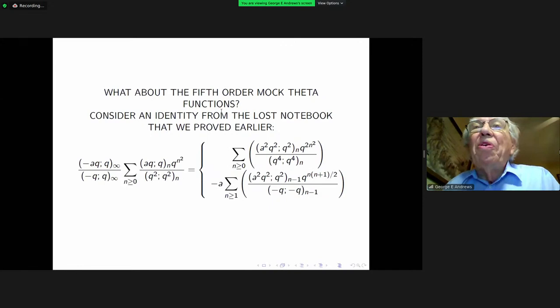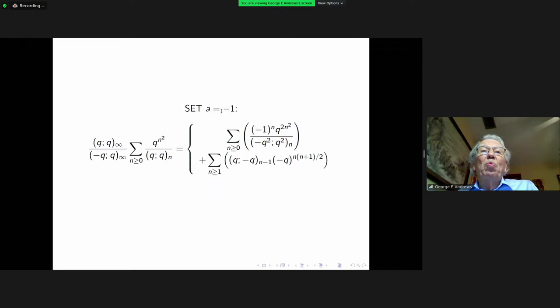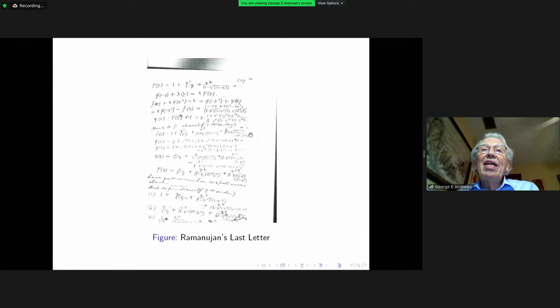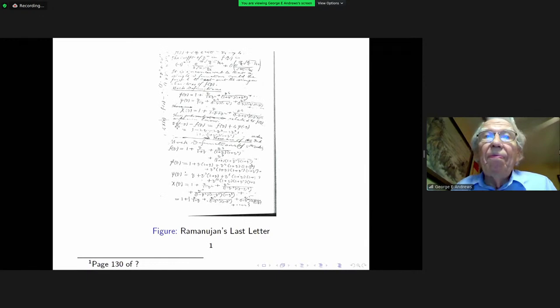So consider an identity from the lost notebook that we sketched the proof of earlier. We didn't carry it out in full. But what happens when you set A equal minus one in this? When you set A equal minus one, the series on the left becomes the series in the Rogers-Ramanujan identities. And when you set A equal one, it becomes Ramanujan's F of q right here, the first of the fifth order mock theta functions.